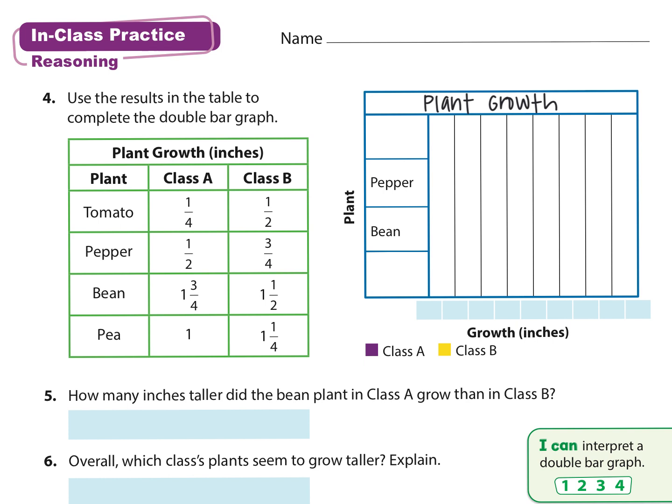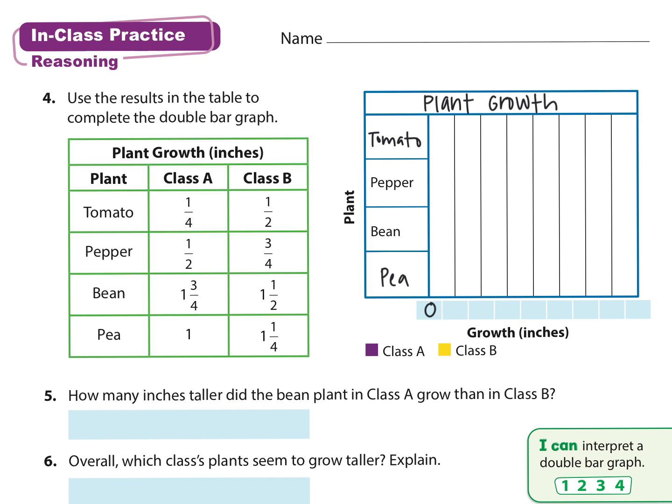I have all my different plants on the left, so which ones am I missing? Tomato, pea. Tomato on top, and then a pea on the bottom. And then what do you think is going to go along the bottom of my bar graph? The numbers. We always start at 0. Right here, this first line is 0. Now let's find the highest number that I have.